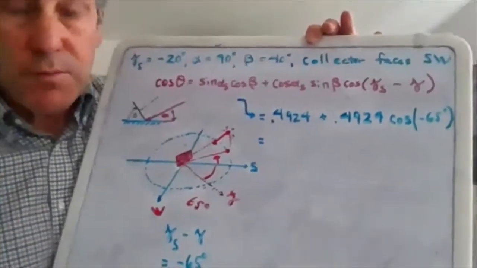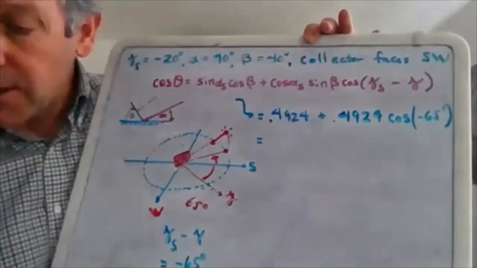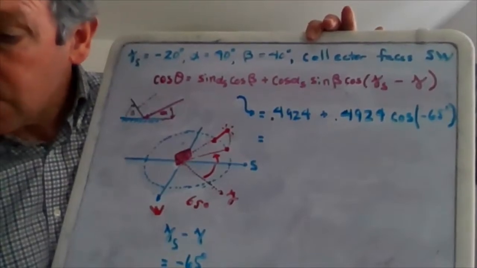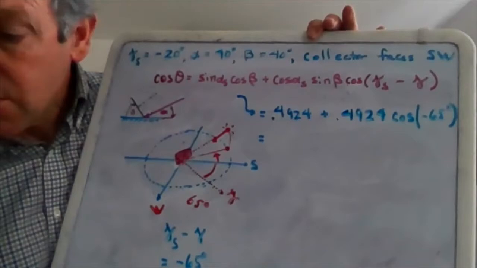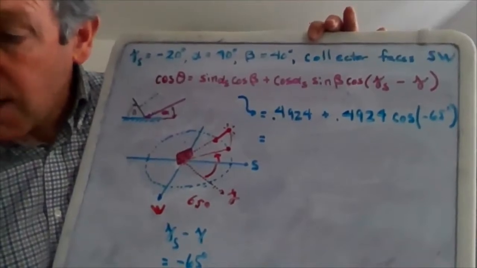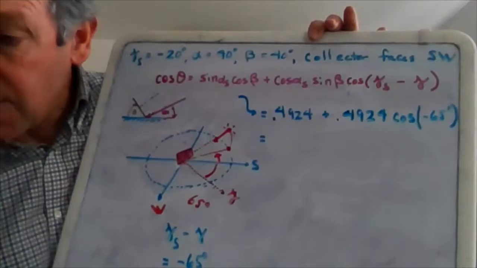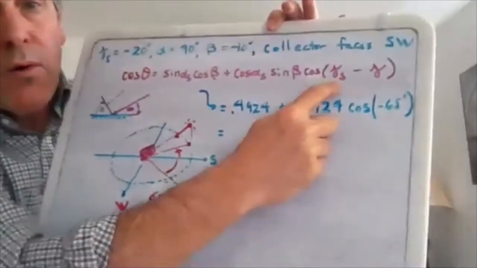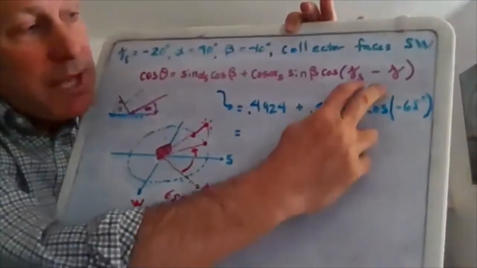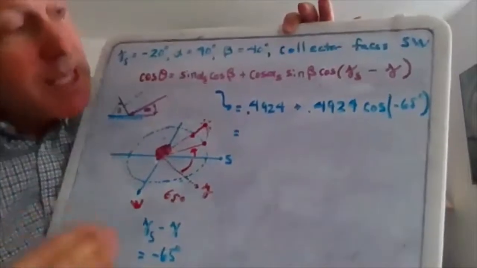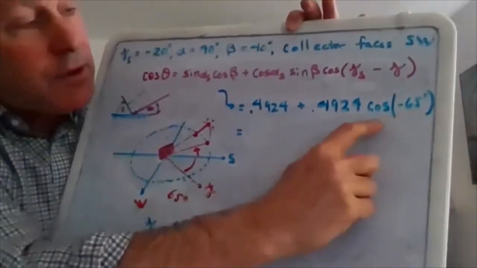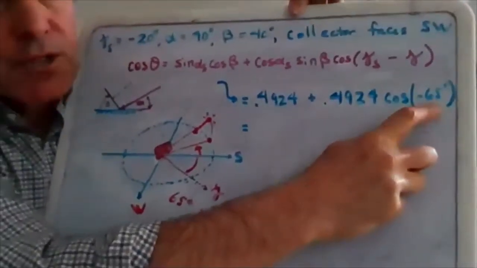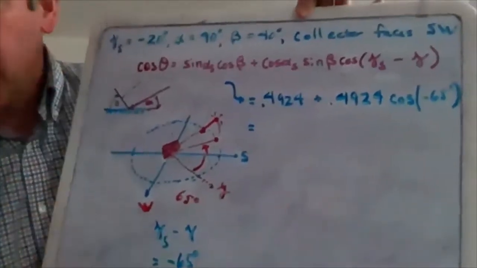So I'm finishing it off really quickly. I'm going to just pull out my calculator and do it, and hopefully you've done it yourself. 0.4924 plus 0.4924 times cosine negative 65. And if you think about it with that negative 65, hopefully you can see it's really not going to matter what order we do this in, whether we do gamma S minus gamma or gamma minus gamma S, we're going to get a value, and the cosine of a negative number and the cosine of a positive number are the same, so it doesn't really matter. This is basically how much we're off by horizontally. Negative or positive doesn't matter.